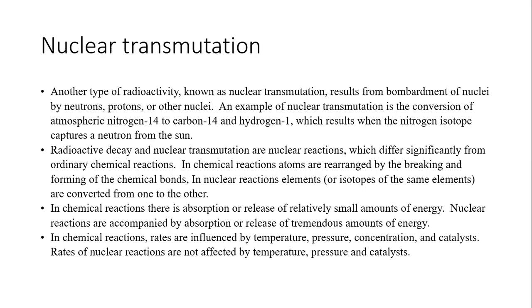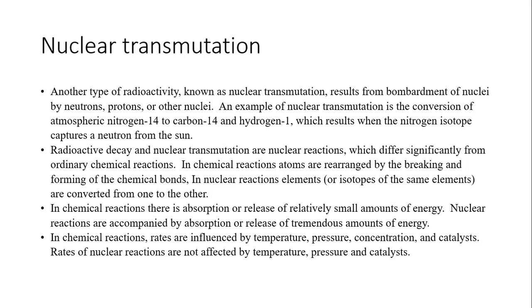What is nuclear transmutation? Another type of radioactivity known as nuclear transmutation results from bombardment of nuclei by neutrons, protons, or other nuclei. An example of nuclear transmutation is the conversion of atmospheric nitrogen-14 to carbon-14 and hydrogen-1, which results when the nitrogen isotope captures a neutron from the sun.